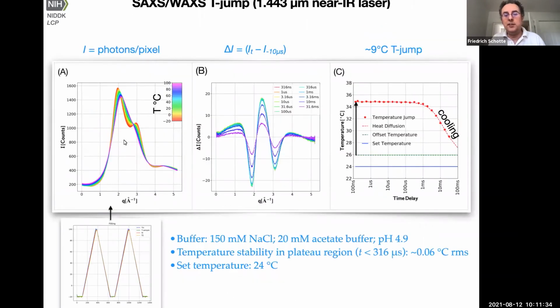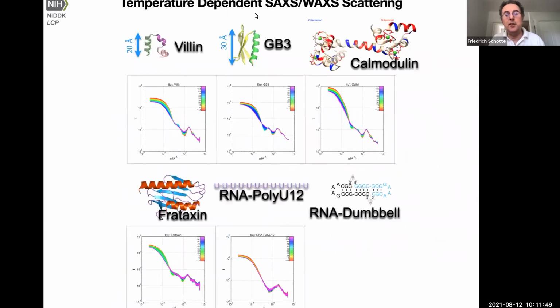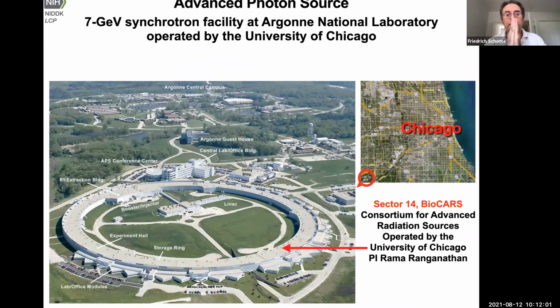And we're doing fast temperature jumps. So we excite with an infrared laser pulse, and then see how the small angle or wide angle scattering pattern evolves as a function of time, and then we get the folding kinetics from this data. Not just proteins, we also have some examples where we're using model RNAs, RNA folding kinetics. So all that is performed at the Advanced Photon Source in Chicago.